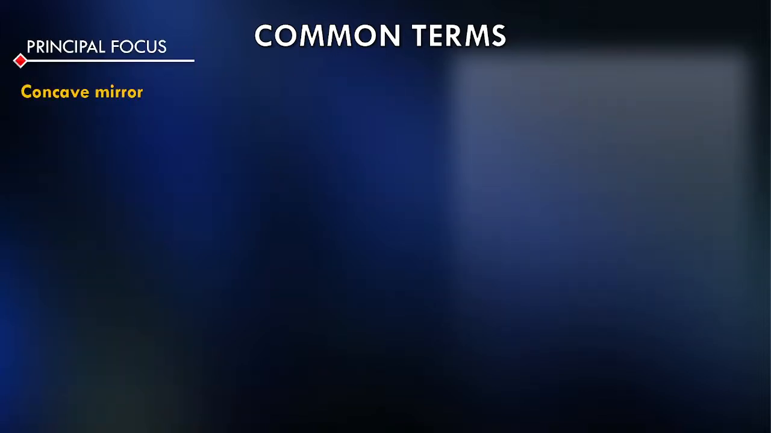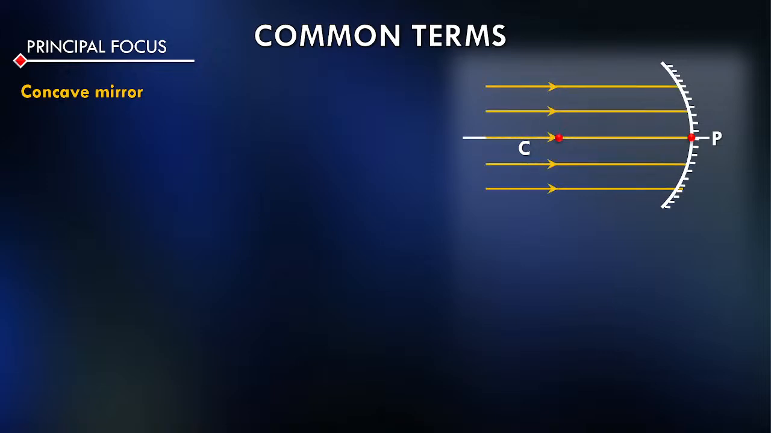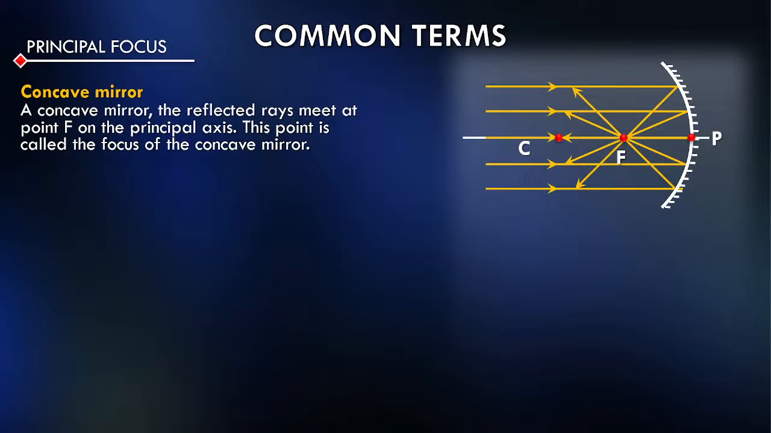Next, principal focus. For which mirror now? Concave mirror. Imagine this is a concave mirror. Here I have C, that is center of curvature. Here I have P, that is pole. And this is the principal axis. Now this is the ray diagram. Imagine I am drawing a ray which is parallel to the principal axis. Now tell me, is a concave mirror converging or diverging? Very good, converging mirror. So these rays will converge and meet at a point. The red dot you can see here is called the focus. Do you all understand?